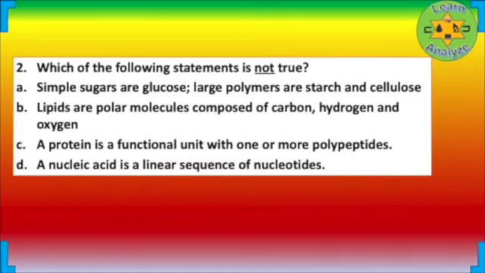Question number 2. Which of the following statements is not true? Option A. Simple sugars are glucose, large polymers are starch and cellulose. Option B. Lipids are polar molecules composed of carbon, hydrogen and oxygen. Option C. A protein is a functional unit with one or more polypeptides. Option D. A nucleic acid is a linear sequence of nucleotides.